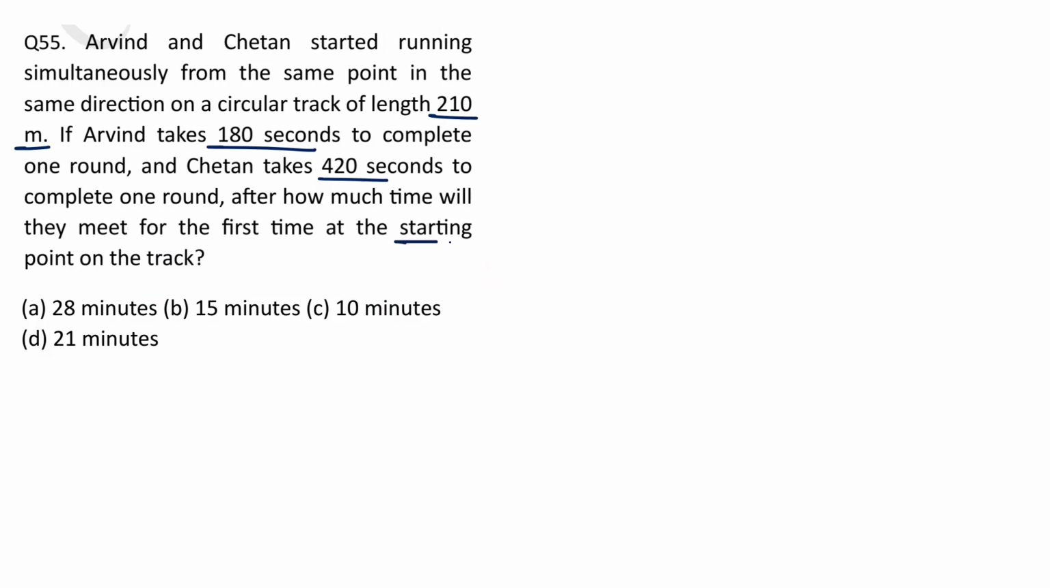So whenever you want them to meet at the starting point, we don't care about the length of the track. We always take the LCM of the time periods. So all you need to consider is the LCM of the time periods, 180 and 420. You can simply take the common factor 60, because 60 is common in both. So you can say 3 and 7. Therefore, the LCM is 60 into 3 into 7.